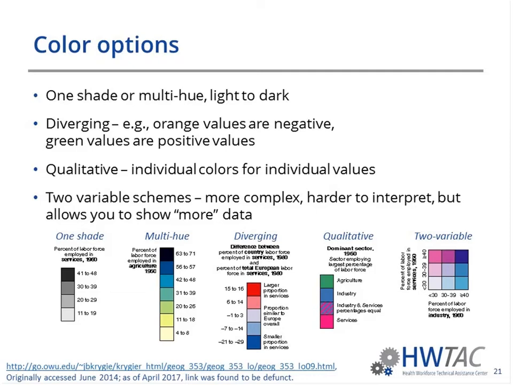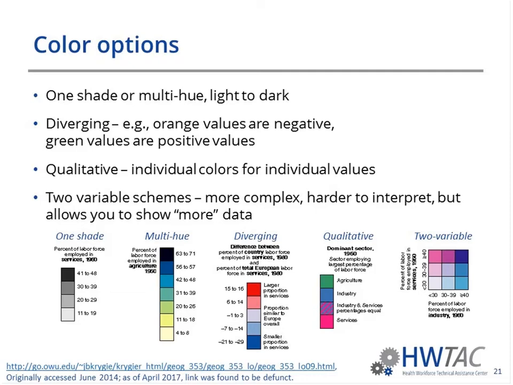And then you have a two-variable color scheme, which again is complex for people to understand. It's a little complex for making the map because you have to set your data up correctly and you have to know how to use the software correctly. But it allows you to show more information. So it's intriguing, but a little harder to make, a little harder to understand.